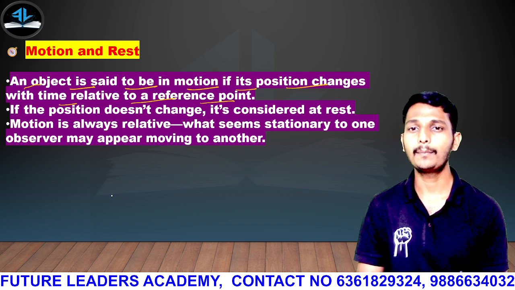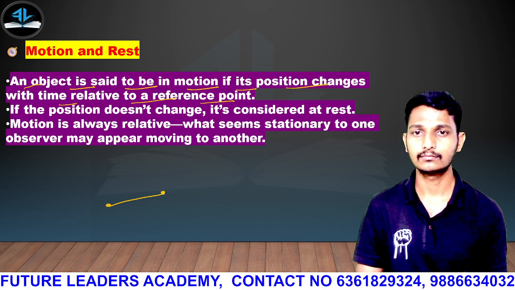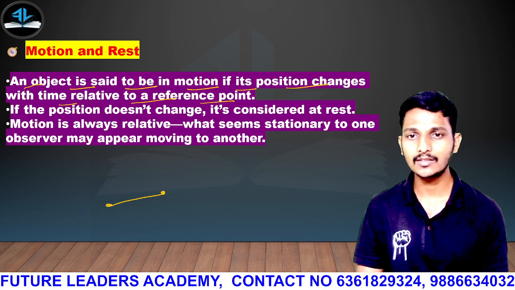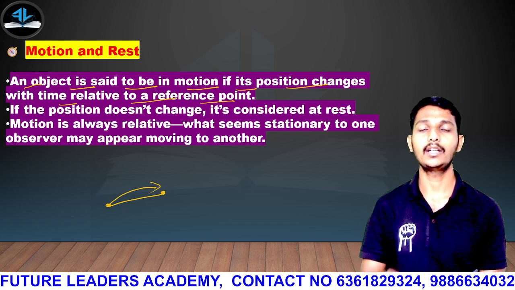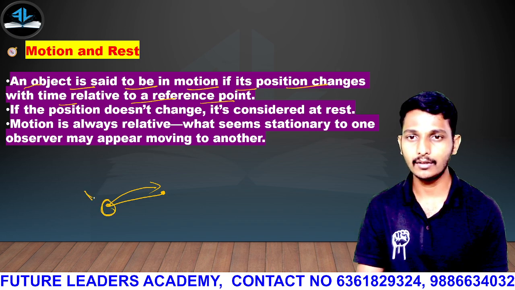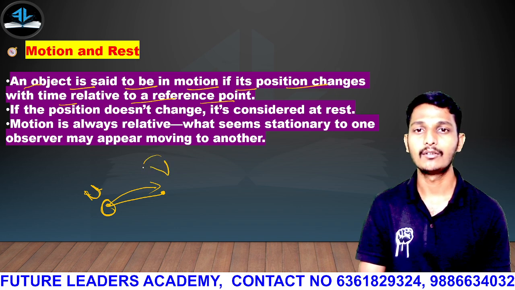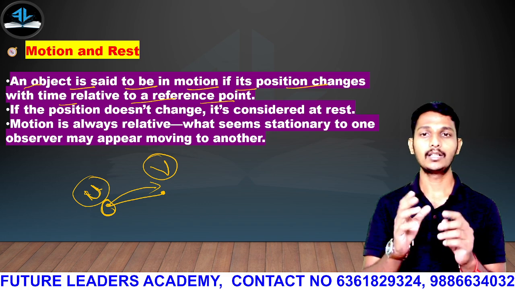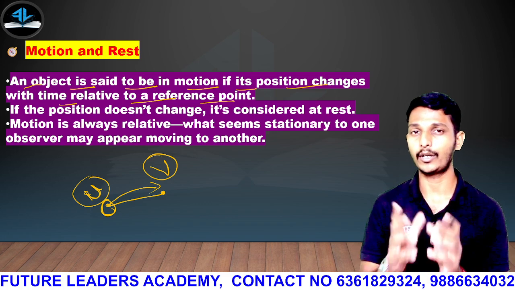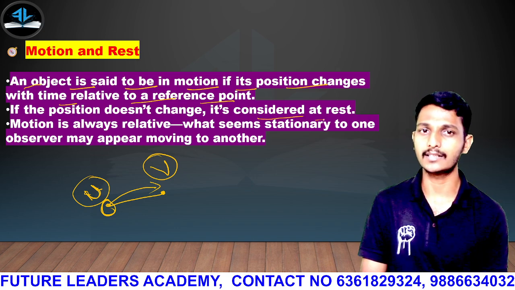For example, a person is standing here. If he moves from one point to another point, he has changed his position relative to the reference point. The reference point, the initial point, we will denote as u. And the final point we denote as v. V is the final position. U is the initial point or initial position. Reference point. Clear? Next, if the position doesn't change, it's considered as rest.